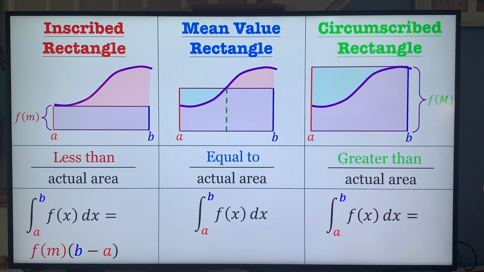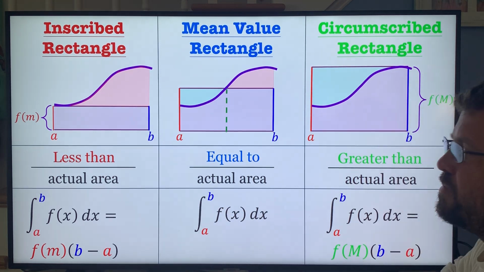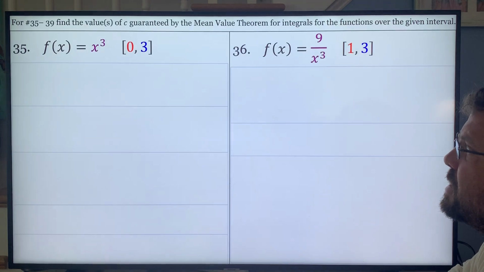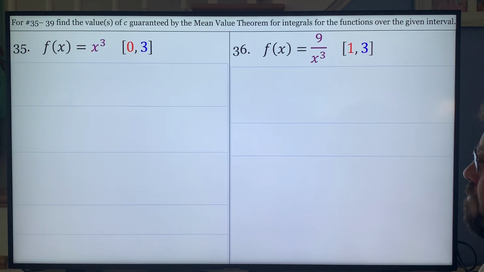F of big N. All right, that was your maximum. So instead of the maximum or minimum, we're going to find right in the middle. That makes sense, hopefully? And this is our f of c. All right, so let's do some problems here for 35 to 39.